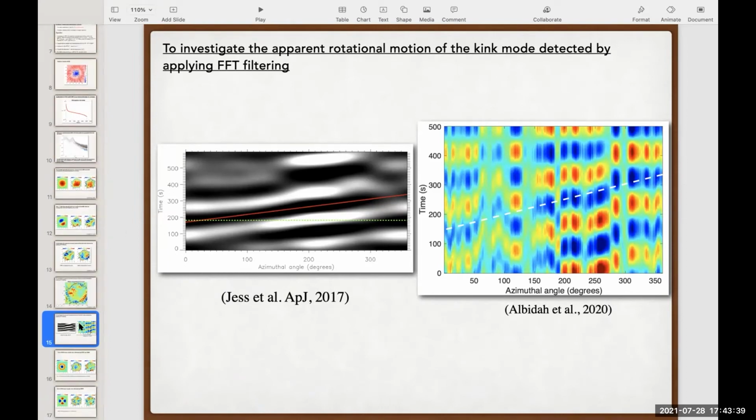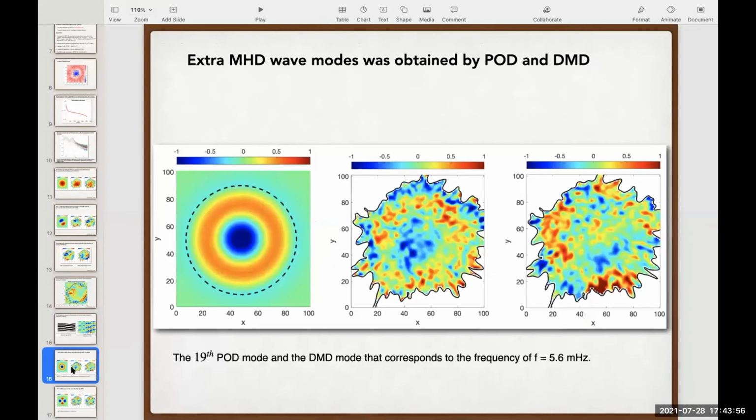So now we have obtained the kink mode and the fundamental sausage, and we have recovered the rotation by applying POD and DMD. There are extra modes present in the data, such as the sausage overtone. By overtone, we mean having a higher number of nodes, more than one node in the radial direction. And here we have the first overtone.